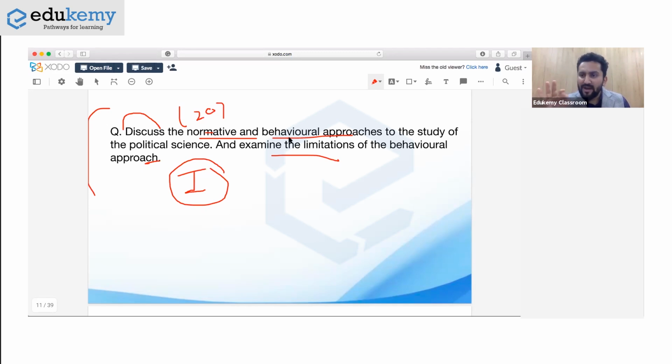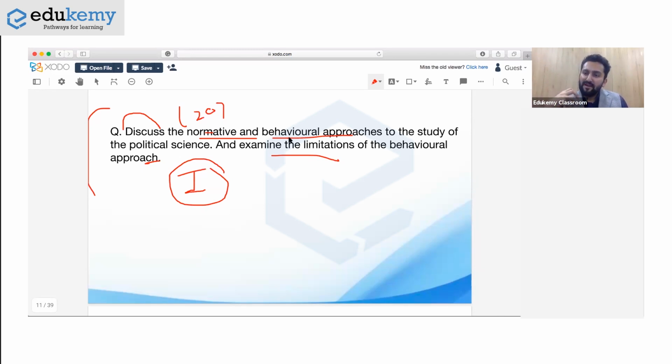So for the behavioral approach, you should have just one line. How it differentiates, means it is scientific in nature, right? It is more realistic than the normative approach, because the normative approach talks about kya hona chahiye. The behavioral approach talks about kya hai, what is, right? Then just mention in one line or half a line, what is the limitation of the behavioral approach?